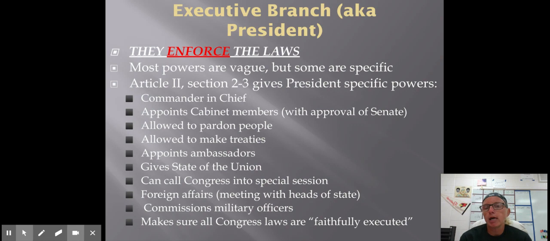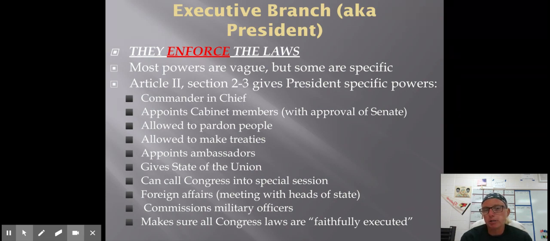They get to appoint cabinet members. They can pardon people, which is a pretty controversial topic. We'll talk more about that when we get to Unit 3, when we talk about the president more. They can make treaties with other countries, appoint ambassadors to other countries. Every year they give the State of the Union. I'm sure you've seen that on TV before where the president talks and half of Congress stands up and half sits down when it's an idea that's one-sided.